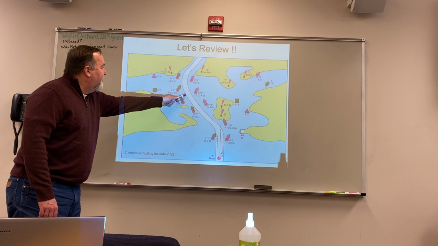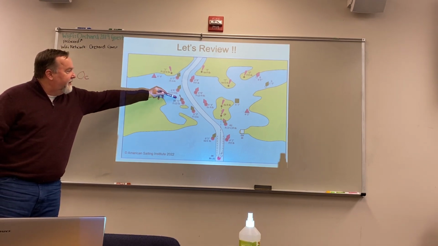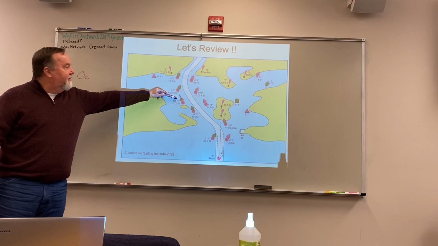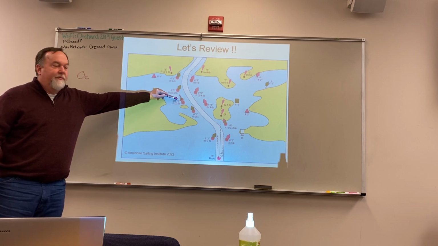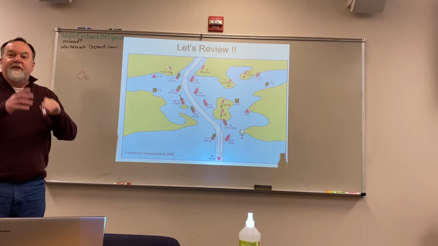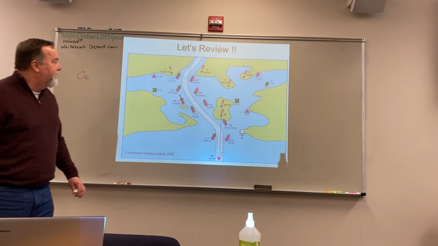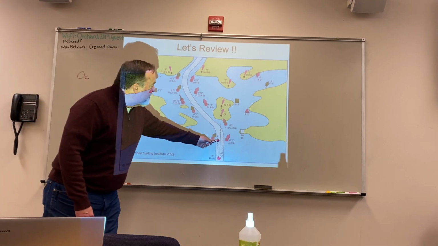What about this thing over here? What's that? Danger. It's an isolated danger mark, right? Two spheres, black over red. It means stay away. It's right over the danger, and so you want to stay 2 or 3 boat lengths away all the time.